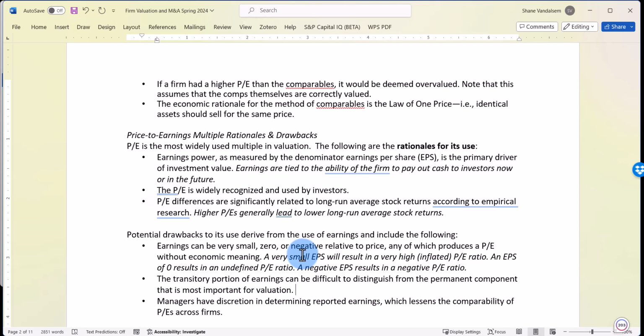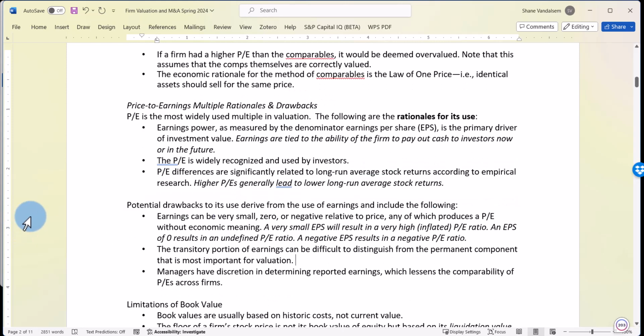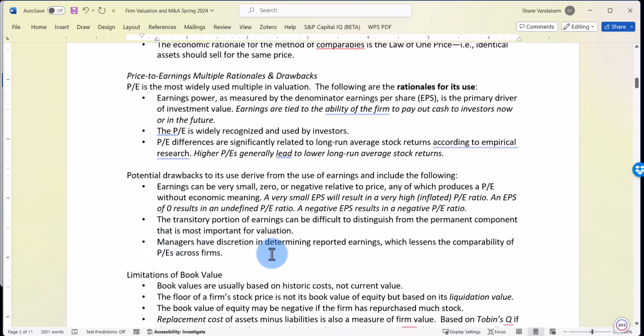And sometimes it can be difficult to determine what portion of earnings is transitory, in other words, one time or won't occur for very long, relative to the portion of the earnings that is permanent. Finally, managers have discretion in determining reported earnings, although this has gone down in the past few decades. Some managers still have some discretion in when products get shipped, when sales are recognized, and when earnings are recognized. And so that can lessen the comparability of PEs across firms.